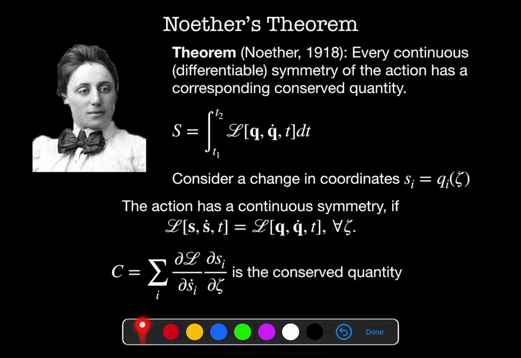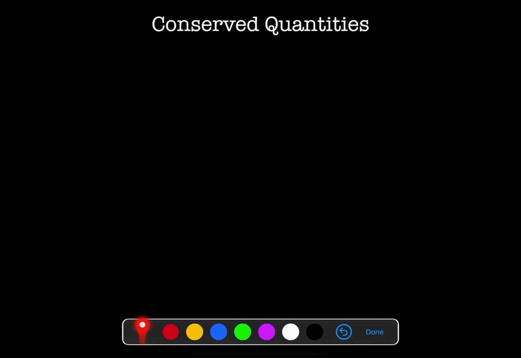This quantity here, C, is the sum over i of dL by ds_i dot times ds_i by d zeta. This is the definition of the conserved quantity. This is Noether's theorem, and we're going to spend a little while discussing it and some of its implications. Let's think about these conserved quantities. What do they mean?